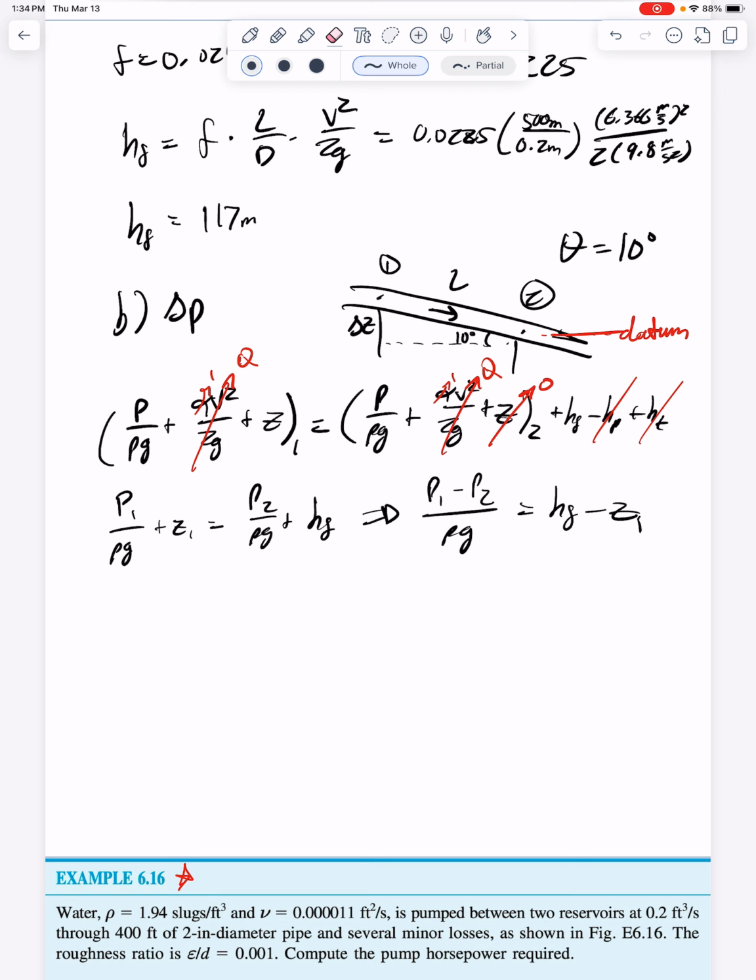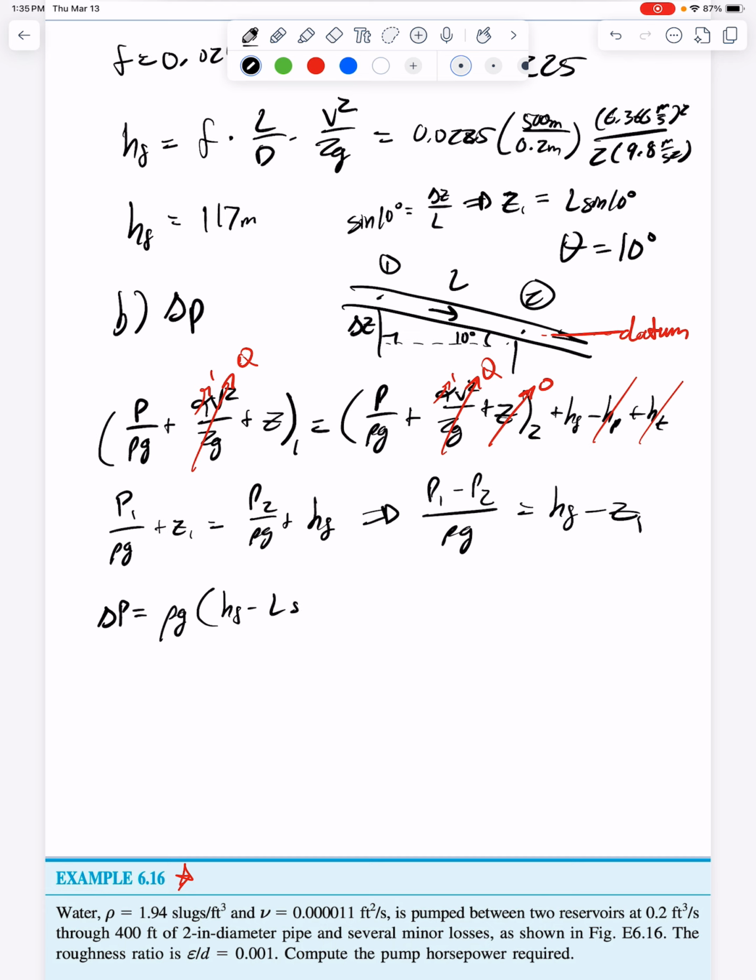How can we solve for this? We're given an angle, and this is actually just a right triangle, so we can solve for delta Z. Delta Z is opposite from our angle, and the hypotenuse is the length of the pipe. Therefore, we can use sine of 10 degrees: sine of 10 degrees equals delta Z, which is Z1, over L, so Z1 is L times sine 10 degrees. Substituting it in, delta P is equal to specific weight times head loss minus L sine 10 degrees.